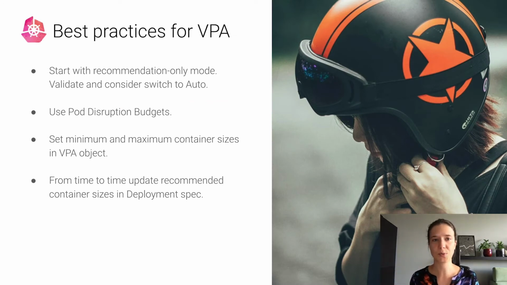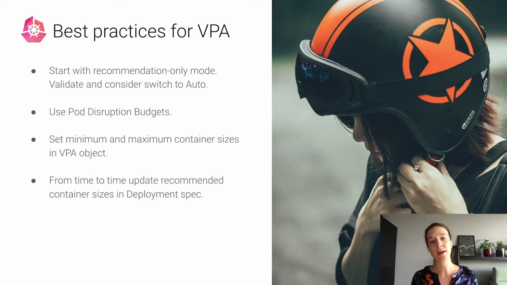Now, some tips on what to watch out for when using VPA. As I mentioned earlier, you should start your adventure with VPA in recommendation-only mode. Give it a couple days, convince yourself that the recommendations that you're seeing are according to your expectations, and then consider switching it to auto mode. You should also always use pod disruption budgets to control how many pods can be restarted at any time. You should always do this, regardless of using VPA or not, but it is especially important if you're using VPA in auto mode. As a safeguard, you should always set minimum and maximum container sizes in the VPA object.